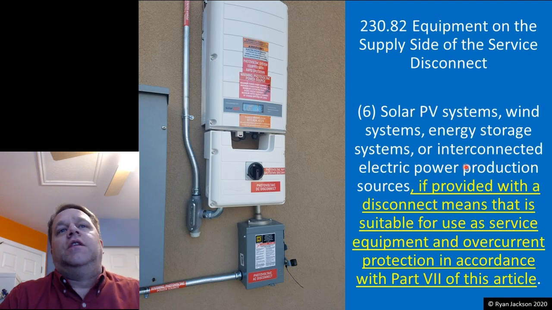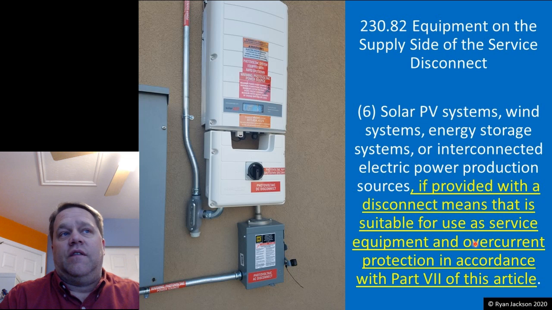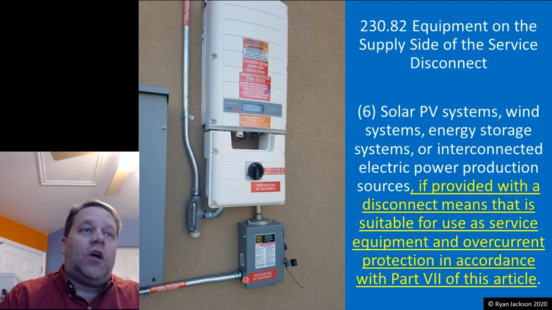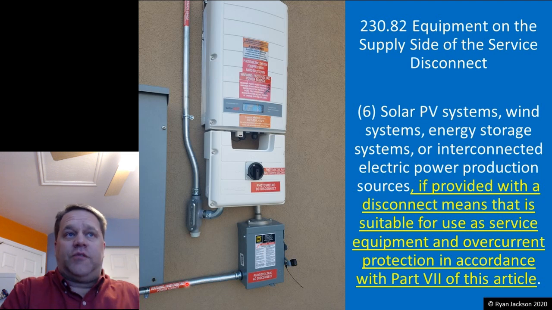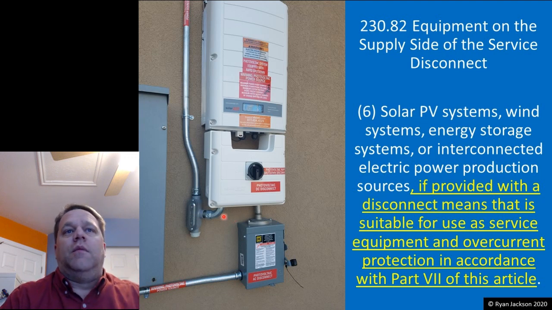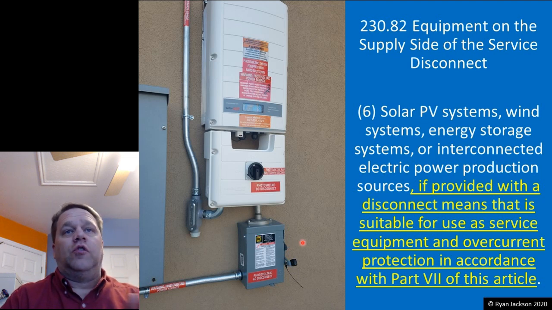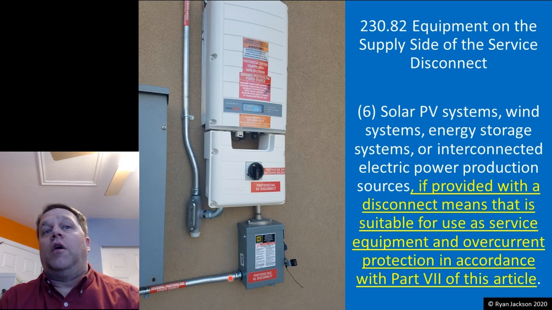If they have a disconnect that is suitable for use as service equipment and overcurrent protection in accordance with Part 7 of this article. So if my solar system here, my PV system, connects on the supply side of the service equipment, so these PV conductors over here terminate upstream of the service disconnect, is that a violation? No, you can have a PV system installed upstream of the service equipment, but it does have to have a disconnect that is listed as what? Suitable for use as service equipment. So this guy right here would have to be marked by the manufacturer as suitable for use as service equipment. And we'd have to have overcurrent protection for these conductors in accordance with Part 7 of the article.